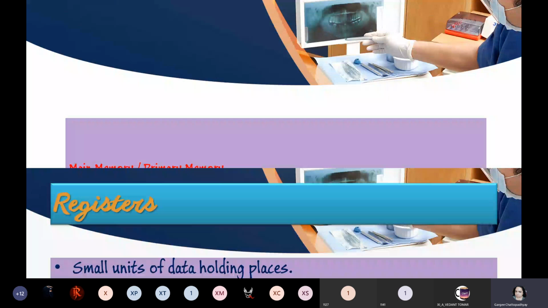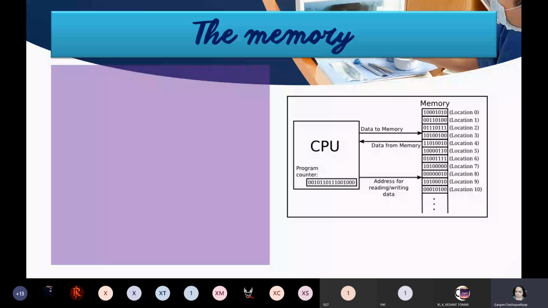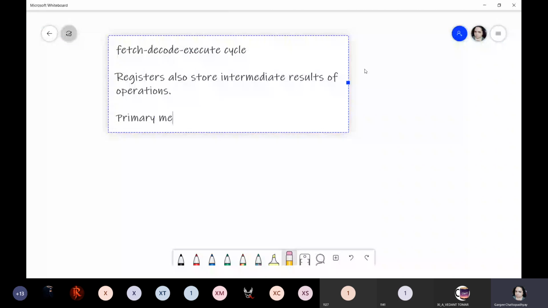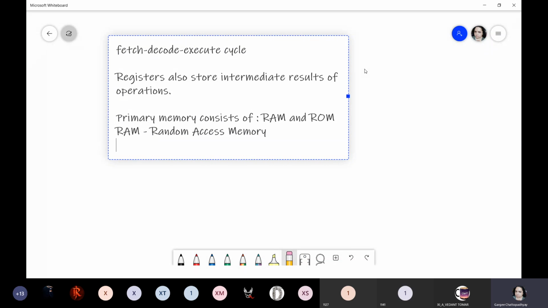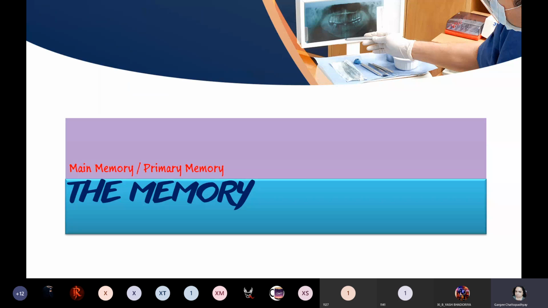Next, the memory, also known as main memory or primary memory. Primary memory consists of RAM and ROM. RAM stands for random access memory. ROM stands for read-only memory. We will be seeing this in detail now.